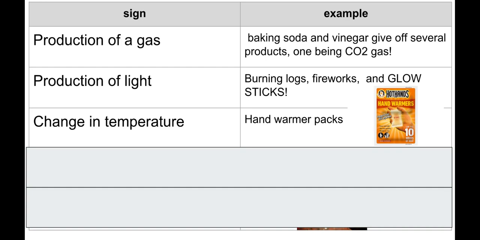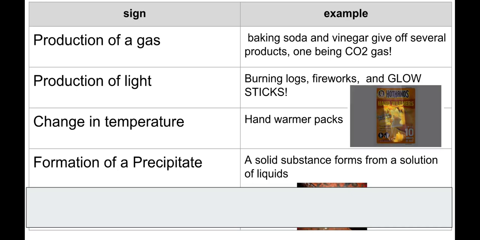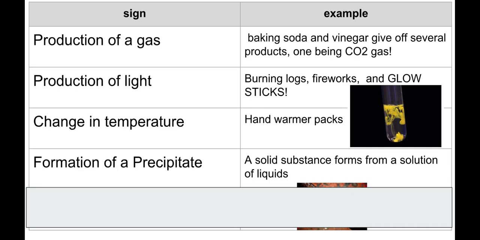More proof that a chemical change has occurred is a change in temperature. Have you ever had one of those hot hands hand warmers? When you mix up the contents of the bag, a chemical reaction occurs, releasing heat. Also, the formation of a precipitate. A precipitate is a solid substance that forms from a solution of liquids. So sometimes you have two liquids, but when they mix together, all of a sudden a solid solution appears.